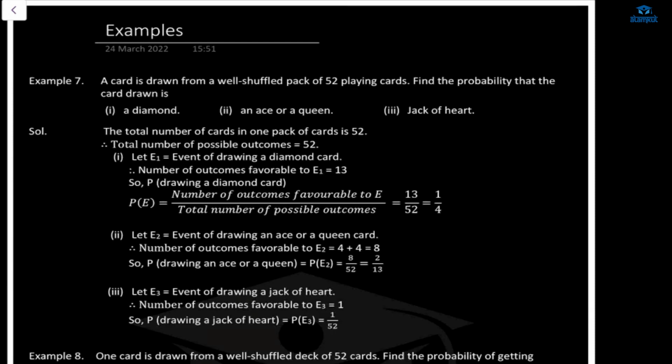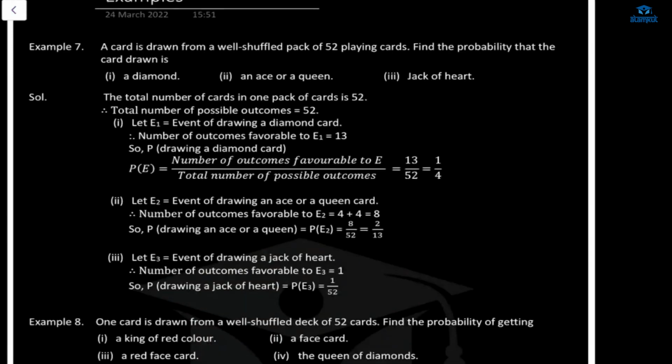Now similarly, the second one is an ace or a queen. So ace can be of any of the 4 suits. It may be of a diamond or spade or club or heart. So you'll be having 4 aces and 4 queens, so there will be a total of 8. So the favorable outcomes will be 8, and the possible outcomes will be 52, because there are 52 cards in a pack. So that will be 8 by 52. Okay, 8 by 52. Understood, Safia?